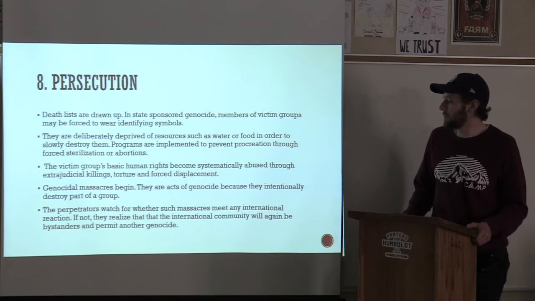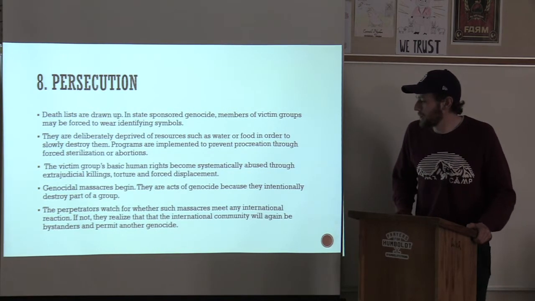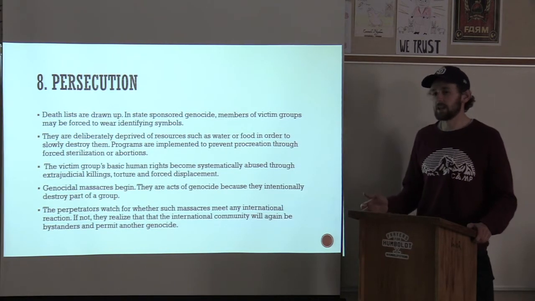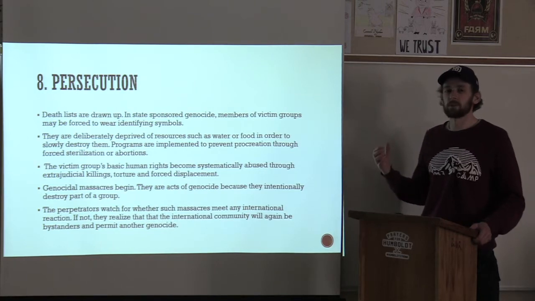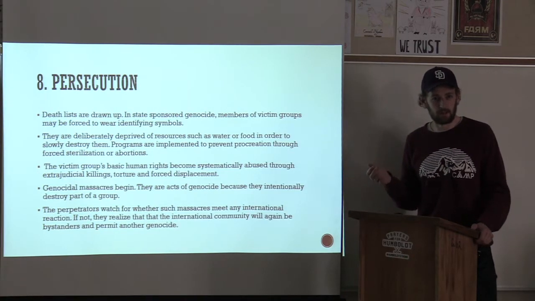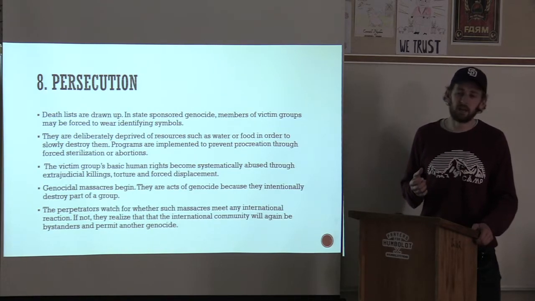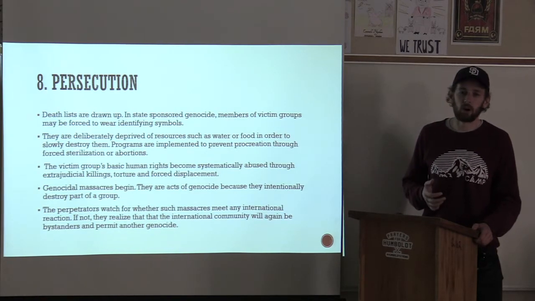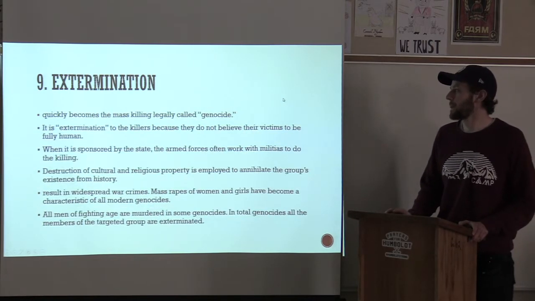The victim group's human rights are going to be abused or removed. There's going to be killings and tortures that begin to take place. Some massacres will begin to take place. And the perpetrators will essentially use this to test the waters, to see how the rest of the world's going to respond. If the rest of the world does not respond, they'll continue on with steps 9 and 10. If the world kind of catches on and tells them to stop, then they're going to go back to the drawing board and come up with a more sneaky way, I guess, to commit their genocide.